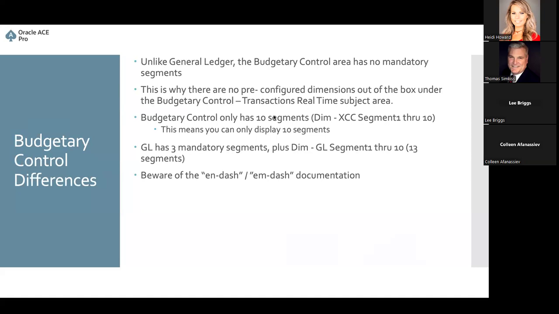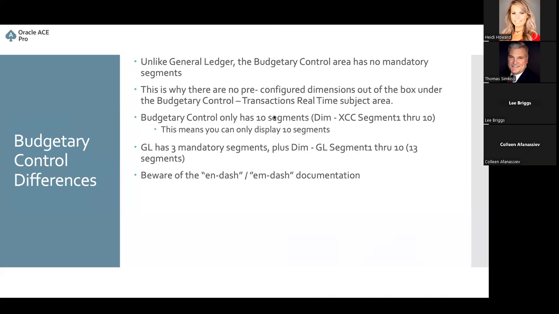You only have 10 segments. So you have DIM, XEC segment 1 through segment 10. So you've just got to plan around for your budgetary control what am I looking for. Typically in budget control, and Tom, I know you've got some thoughts on this, typically in budgetary control, you don't have the full segments from your chart of accounts. You can do, but you don't have to. So you now start looking at that kind of thing.